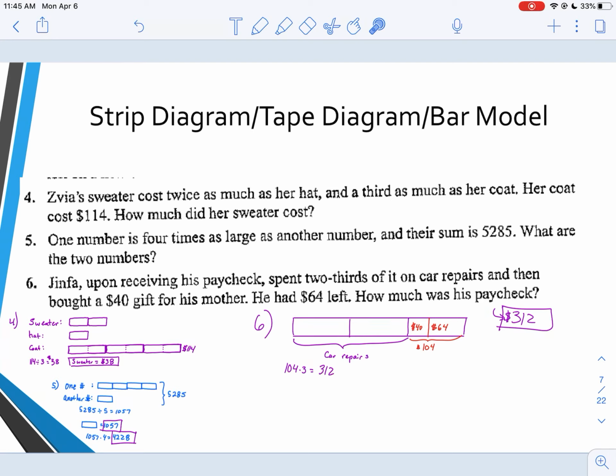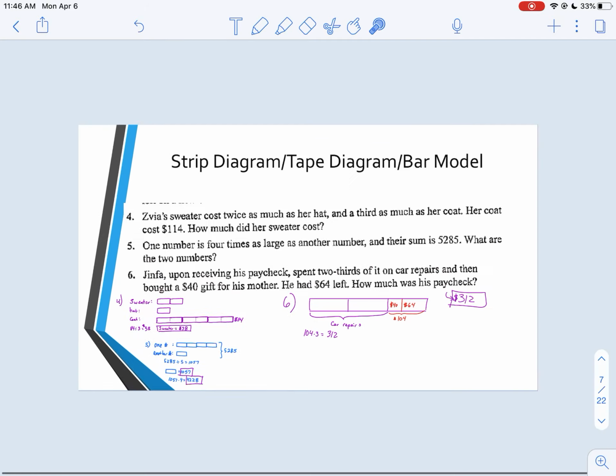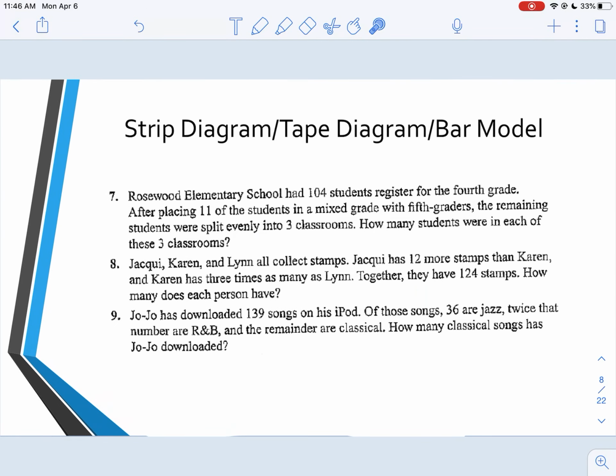For number 6, we see Jennifer's salary or her paycheck here. She spent 2/3 of it on car repairs, so you can see I chopped it into thirds. 2/3 of that goes to car repairs. Then she bought a $40 gift for her mother. She had $64 left. So how much was the paycheck? Together I can add these, it's 104. So I see each of these must be 104 for a final answer of 312. Okay, go ahead and pause it if you need to and work through these problems.